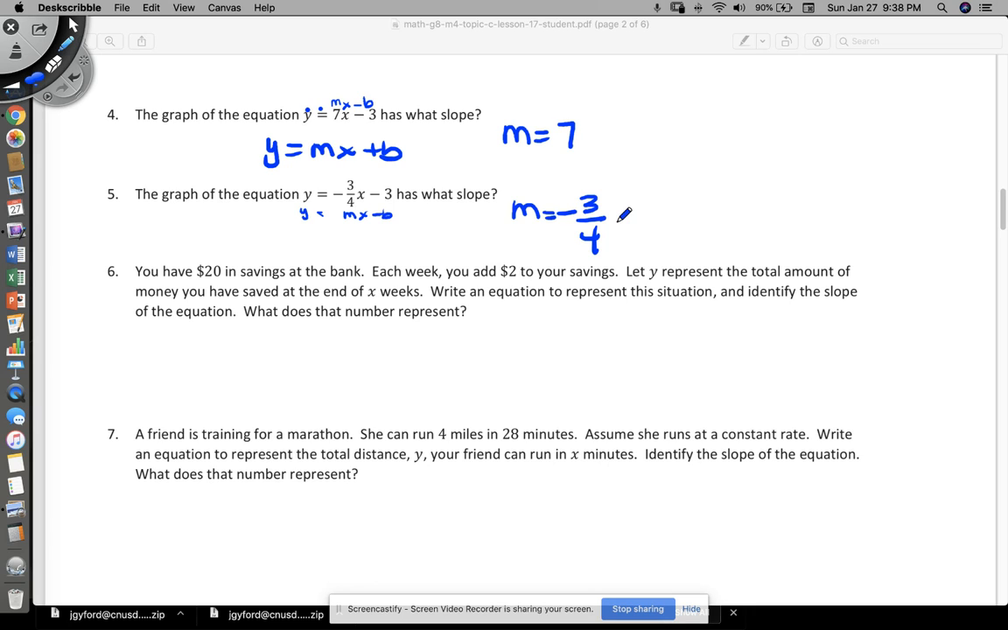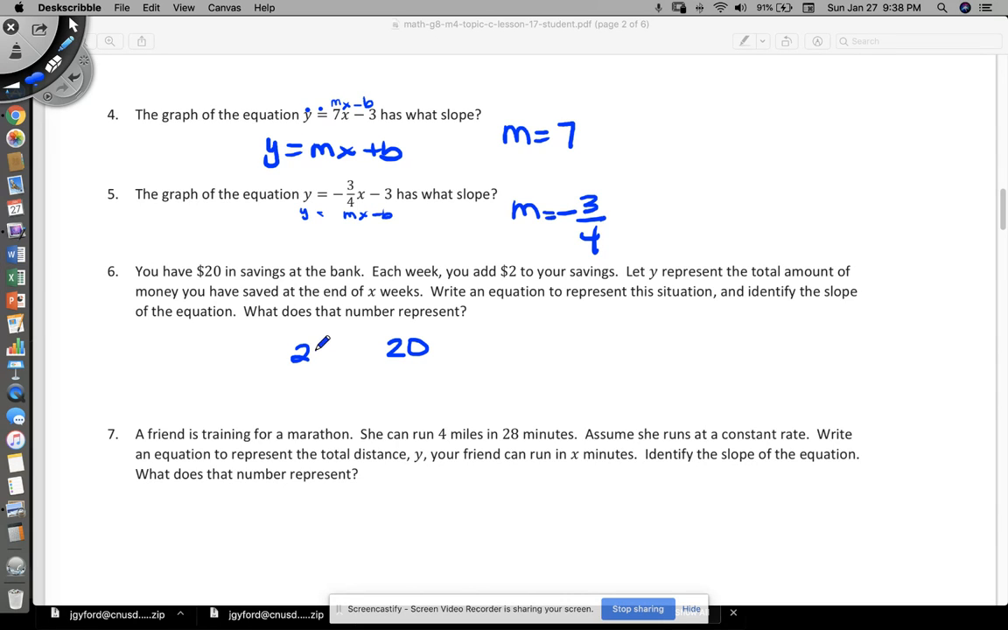Number 6. You have $20 in your savings bank. Each week you add $2 to your savings. Let y represent the total amount of money you have saved at the end of x weeks. Write your equation and identify your slope. So you don't need to graph these. So we have $20 in our savings. So that's what we're starting with. We're starting with $20.